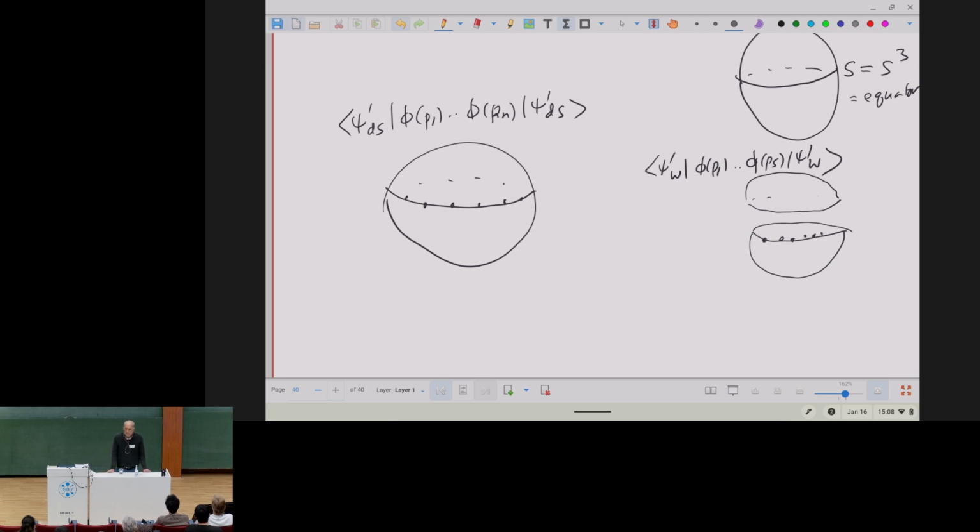So as long as the points are on the equator, it's manifest that the two sets of correlation functions are the same.